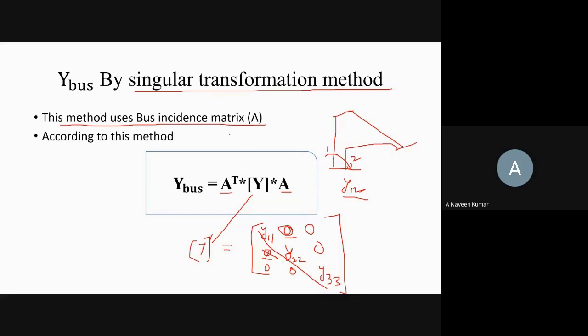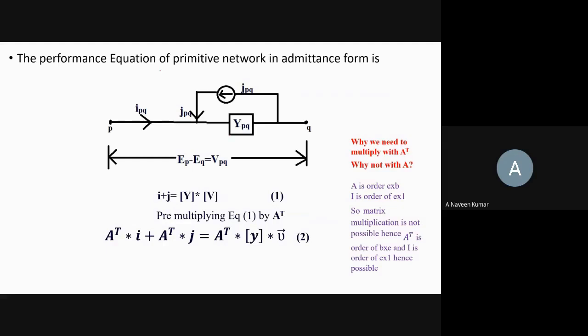So this method uses the bus incidence matrix. In the very first step, as we discussed yesterday, a primitive network is nothing but an unconnected element that can be represented either in impedance form or admittance form. Now I am representing a primitive network element in admittance form. Two nodes are there, P and Q, and the element admittance is YPQ. The current flowing through the element is IPQ, and there is an active current source in the element, delivering current JPQ.